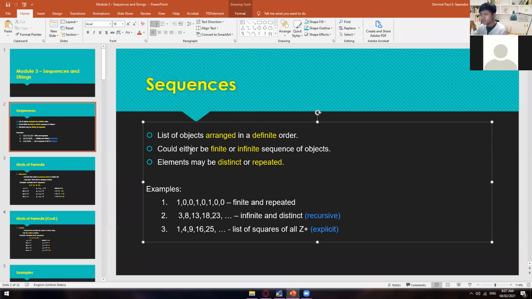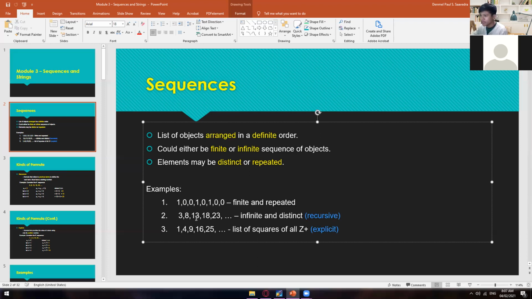In concept, it could be either a finite or infinite sequence of objects. And the elements in a sequence could be distinct or repeated. In a set, the elements are distinct, not repeated. So that's their only difference. In a sequence, it's arranged and it can be repeated. We have here an example: 1, 0, 0, 1, 0, 1, 0, 0. As you can see, this one is finite and repeated.